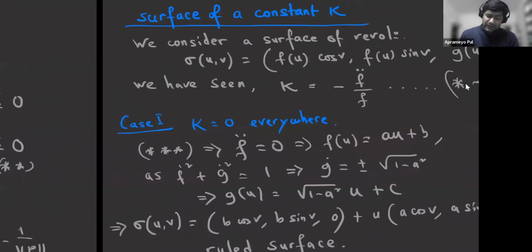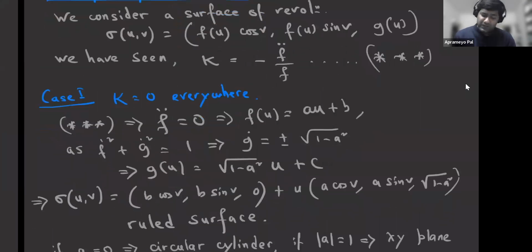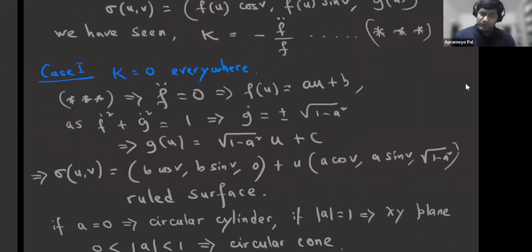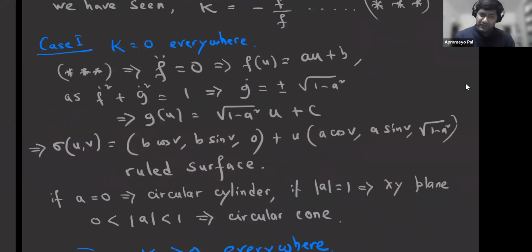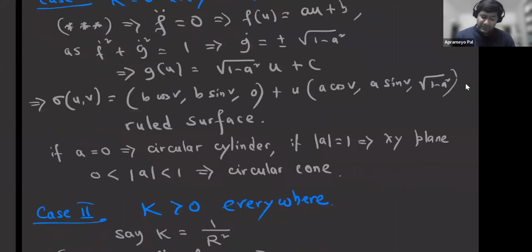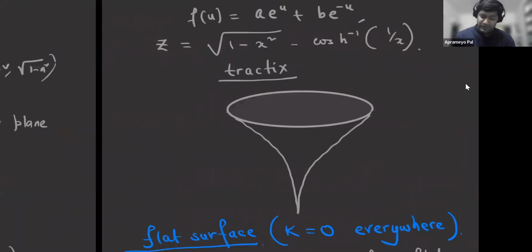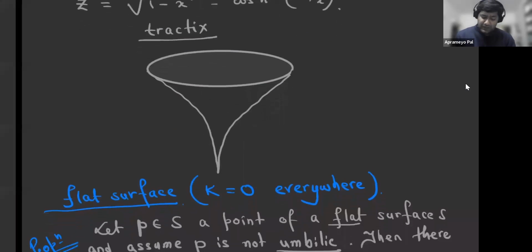Then we started with more assumptions, like constant Gaussian curvature, and took a particular case, surface of revolution, and classified. For K equal to 0 everywhere, we found this is the ruled surface. For K greater than 0 everywhere, we get a sphere, and for K less than 0, we found some fancy surface which is called the tractrix.